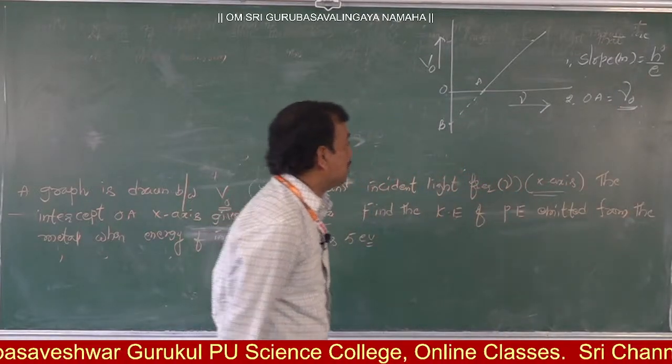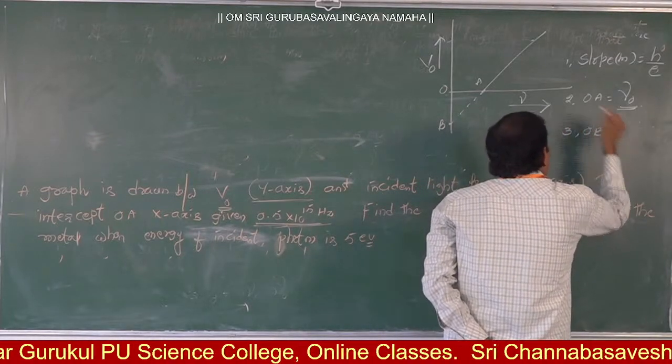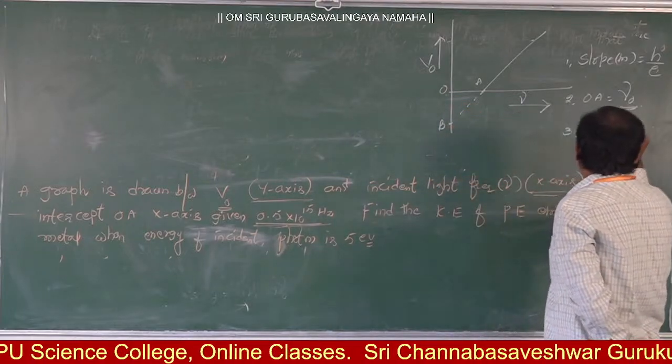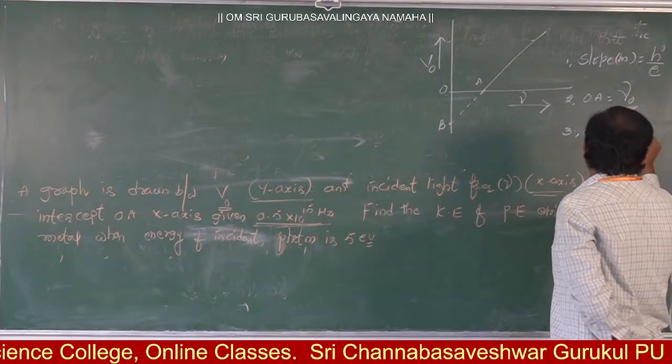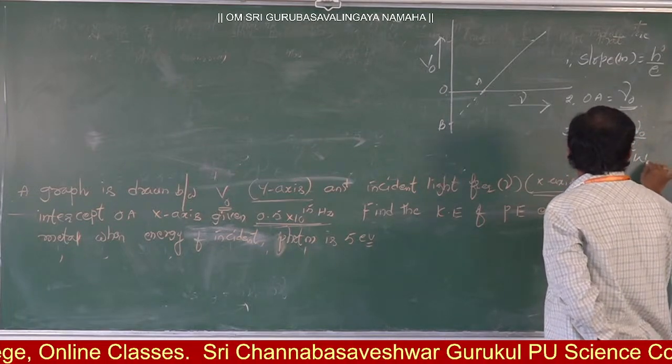The third point is the Y intercept, which is OB. So what is OB equal to? OB is equal to H nu naught by E, or W naught by E. This is equal to W naught by E.